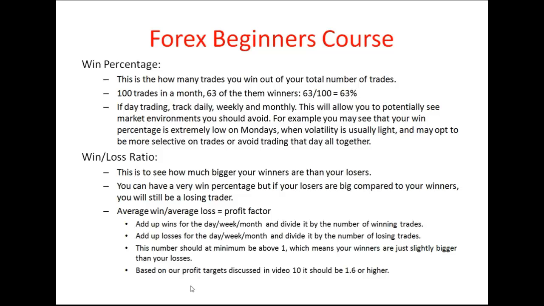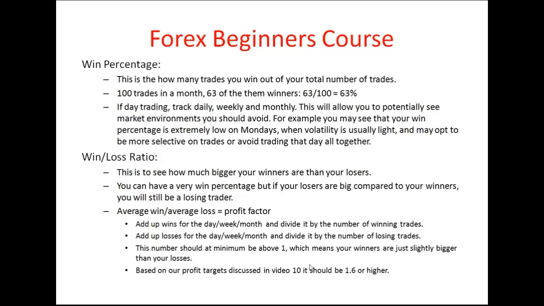That number should be at minimum above 1. If it's 1, that means your average win was the same as your average loss. So if you made 10% but you also lost 10%, that means your profit factor would be 1. So basically your winners and losers are the same. That is okay, but you're going to need a high win percentage to make money.